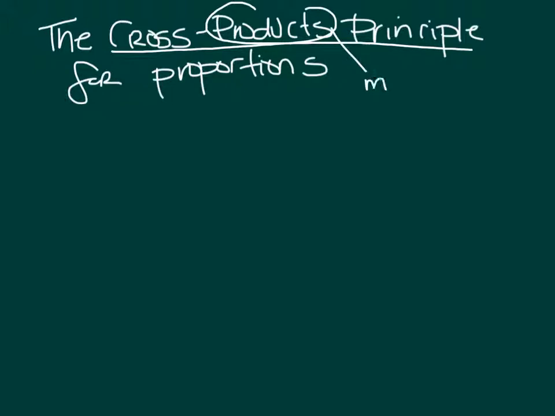Product in mathematics means multiplication. The reason I write multiplication is because you might have seen this principle called the cross multiplication principle. And I really want to talk about this because there's a very common misconception with using this cross multiplication or cross product principle. So what is a proportion?